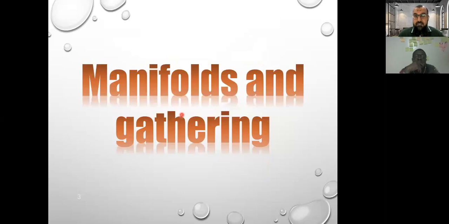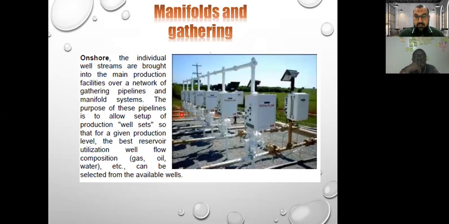After the Christmas tree, there are manifolds and gathering. What does that mean? Actually, in the onshore, the individual well streams are brought into a main production facility over a network of gathering pipelines and manifold systems. So there is not only one pipe. There is one pipe here, one pipe there, and one pipe there, and all of them are connected together to one header. This is called a piping manifold. So this is a group of pipes.